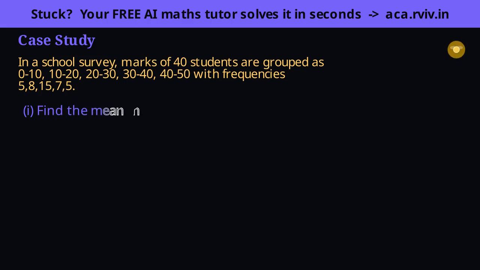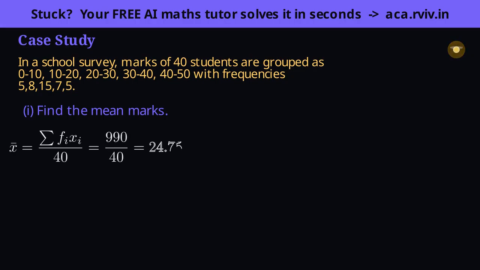Each class is represented by its midpoint, 5, 15, 25, and so on. The class marks weighted by their frequencies total 990, and dividing that by 40 students gives a mean of 24.75 marks.